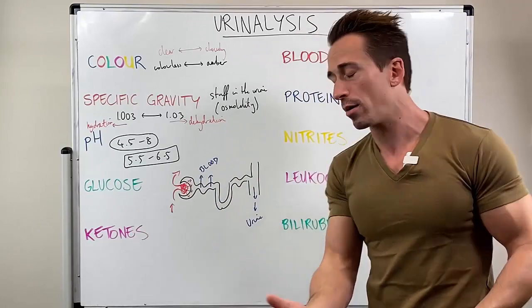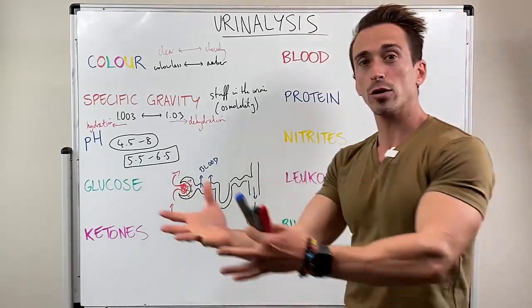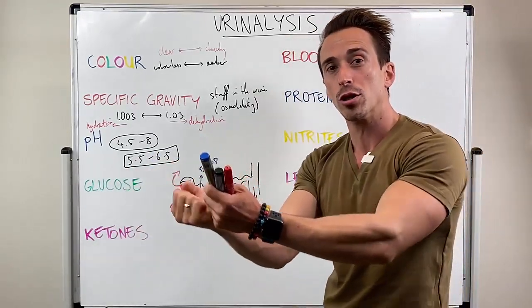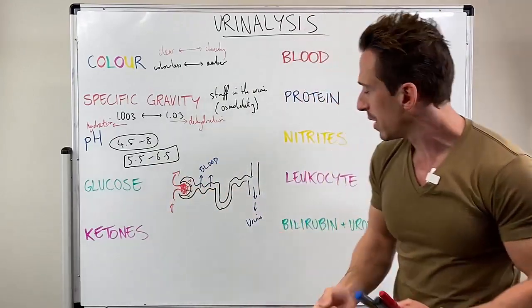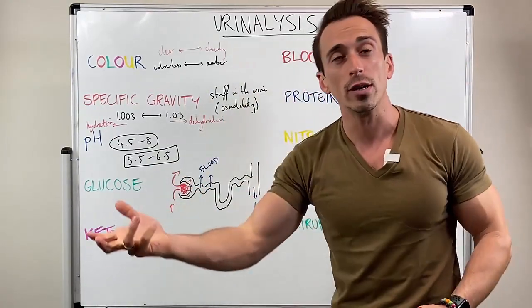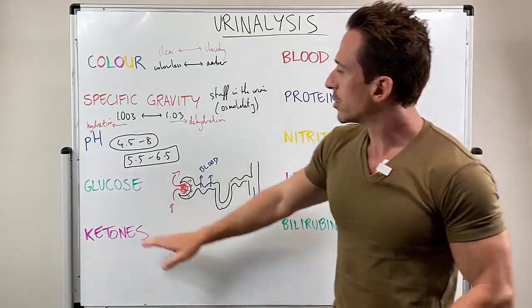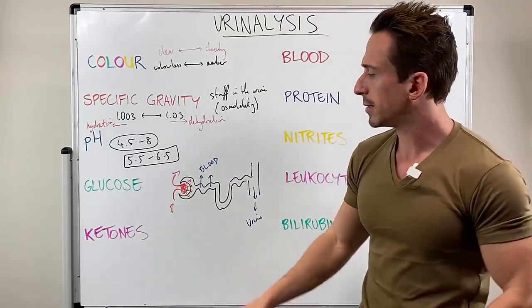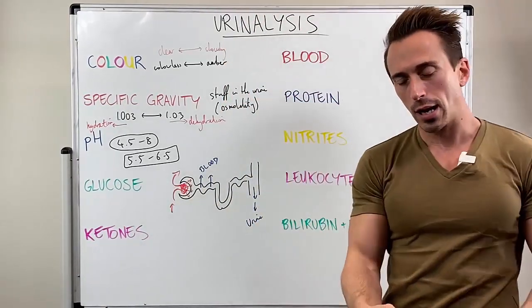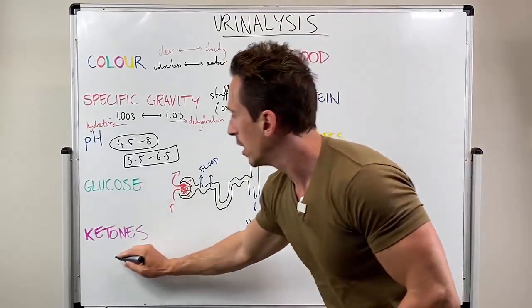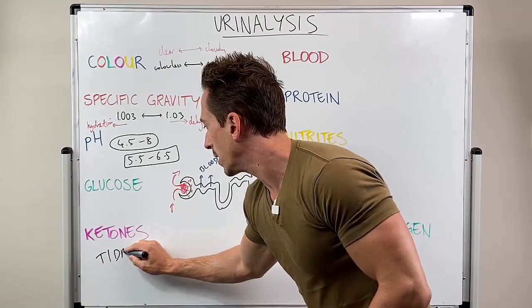And as we know with diabetics, wherever the glucose goes, it pulls water with it. That's an osmotic effect. And it can lead to an increase in urine production as well. Polyuria, more urine being produced over time. So glucose is a good indicator of diabetes. Ketones are also a good indicator of diabetes, but more specifically, type 1 diabetes.